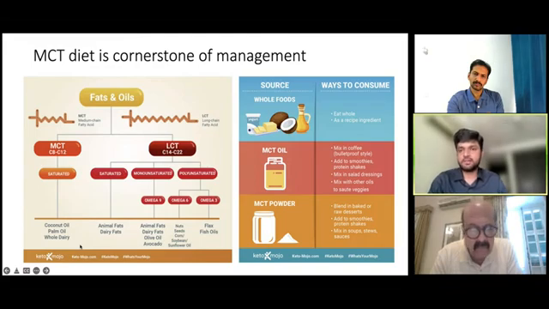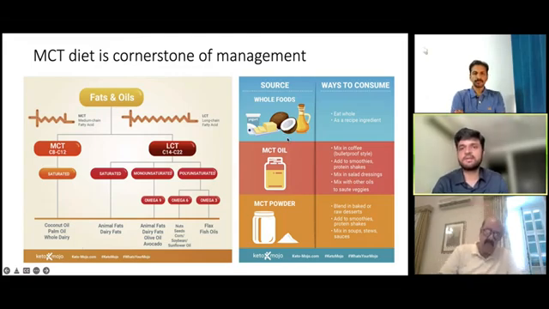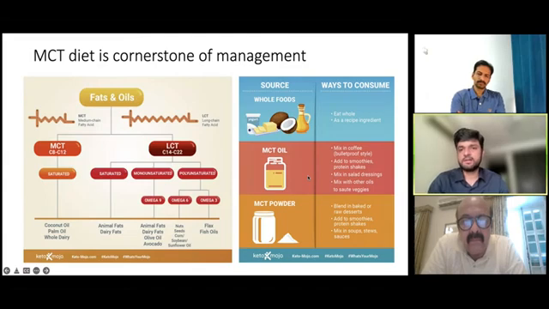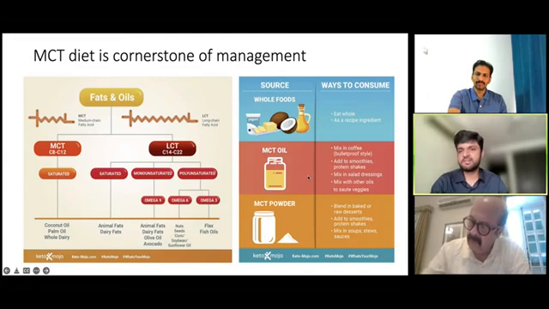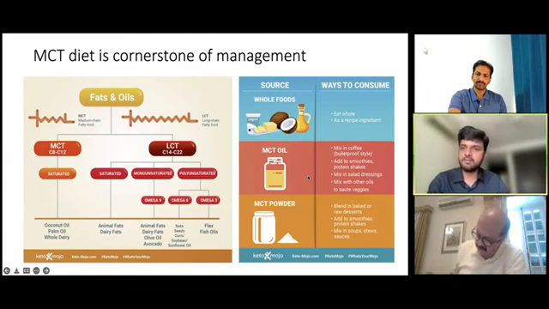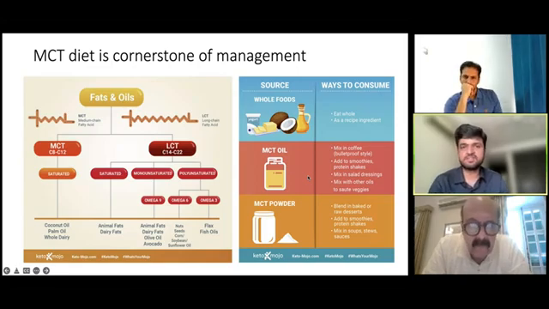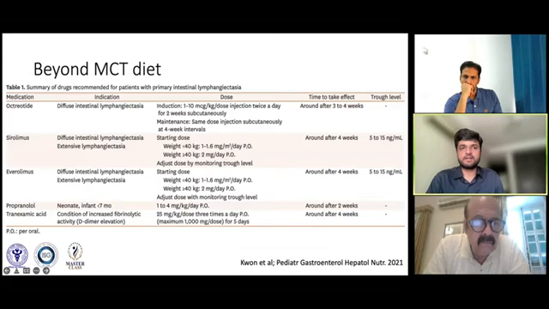Most patients usually are able to take it in significant amounts, and they can take it in the form of whole foods, which may include coconuts or oils, or it may include dairy products, or it may include MCT oil, which is essentially nothing but coconut oil, which can be added to salads, vegetables, or protein shakes. And then certain commercial powders are also available, which can be blended in a lot of milk products like yogurts and curd, and they can also be consumed. So a combination of these three usually is prescribed, and this leads to good absorption of fat.